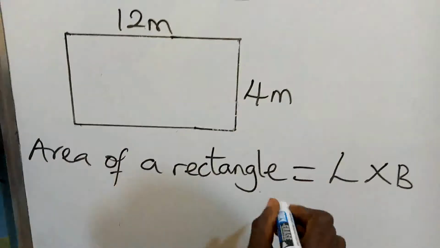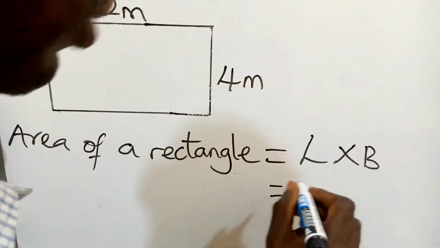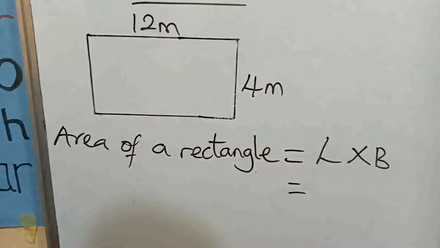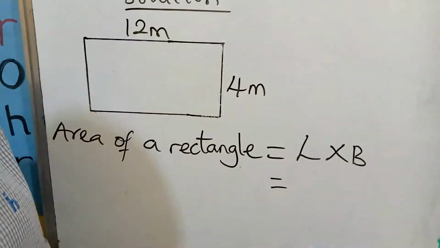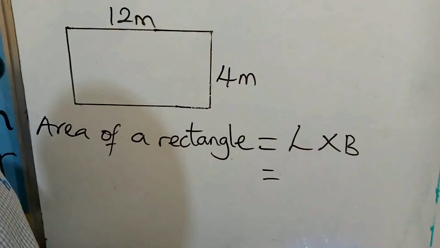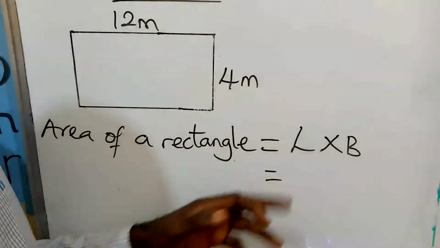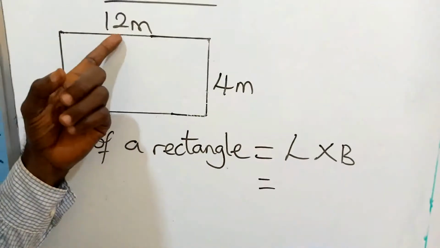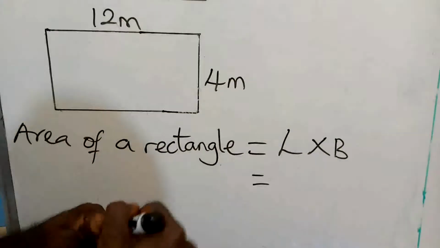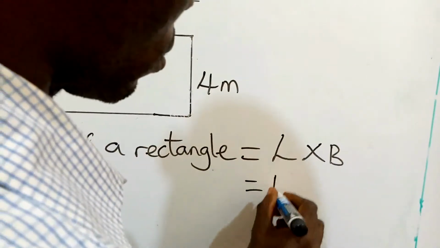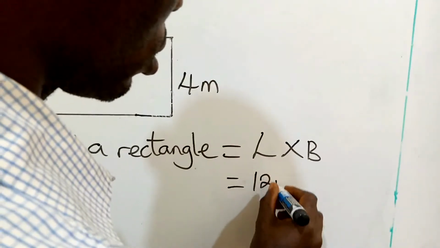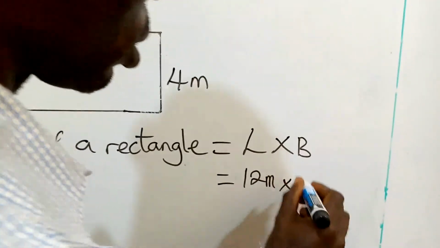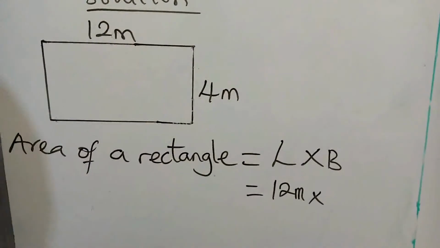So the next thing we are going to do is substitute where you have L. Remember, L stands for length, and B stands for breadth. So where you find your length, or L, you substitute 12. We have here 12 meters, times what? Our breadth is what?